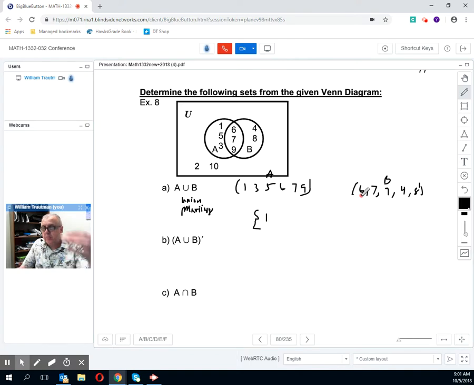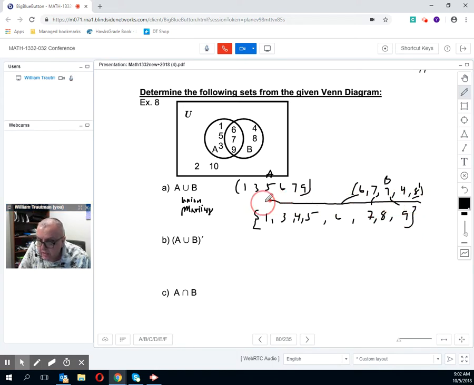That means all the A stuff comes in: 1, 3, 5, 6, 7, and 9. All the B stuff comes in: 6, but we already have a 6. 7, we already have a 7. 9, we already have a 9. 4, so I have to add a 4 in here. And an 8. I have to add an 8 in here. And so this is a union of A and B.